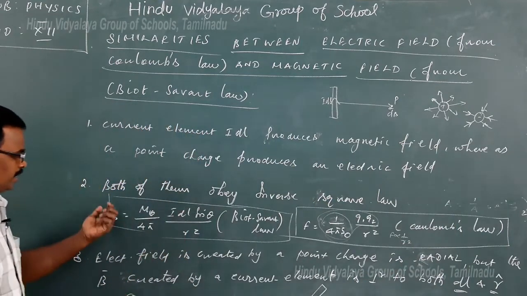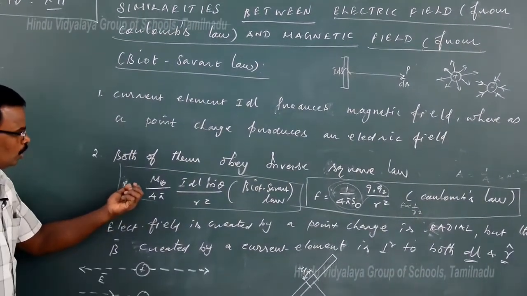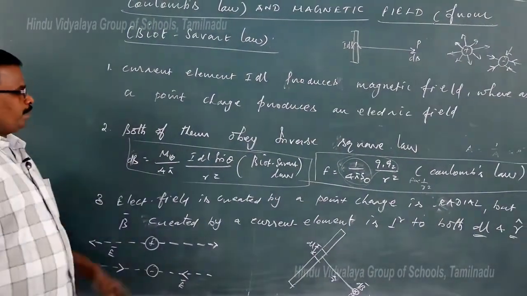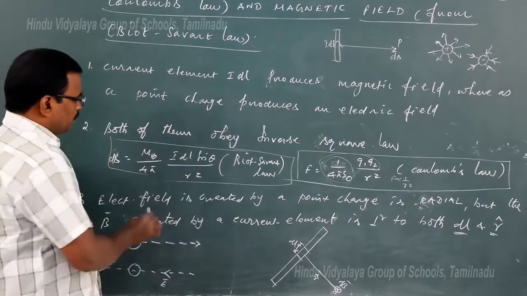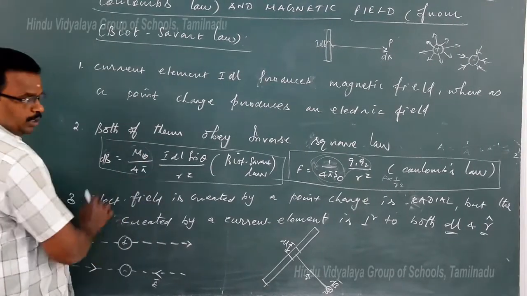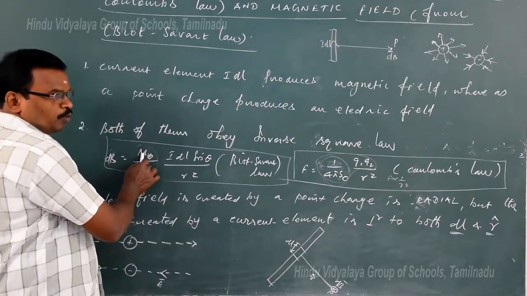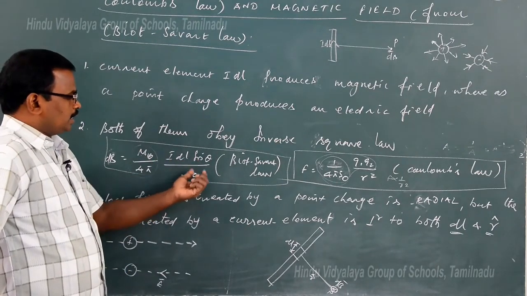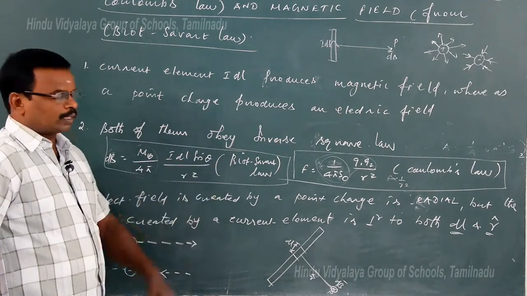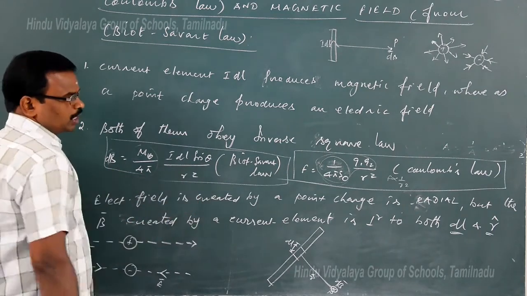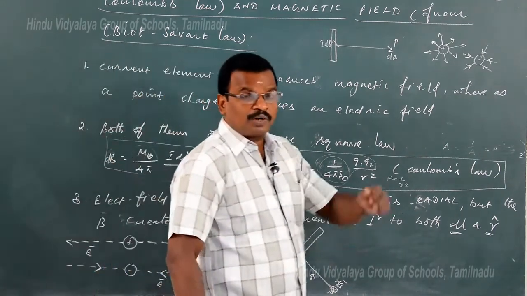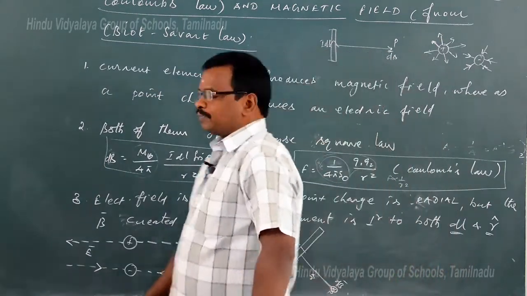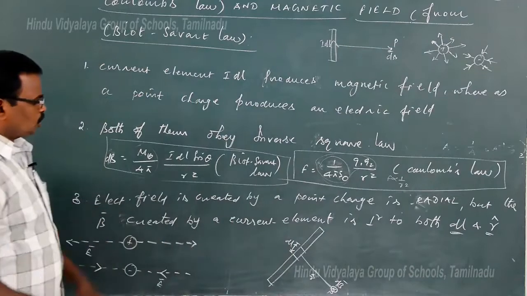What about here? Even here, it is dB, not B, equal to mu naught by 4 pi, I dl sin theta by r squared. Mu naught by 4 pi is constant. Mu naught is constant, 4 pi into 10 power minus 7 Henry per meter. I is constant, dl is constant, even sin theta, the angle, is also constant. So dB is inversely proportional to the square of the distance. Means both Coulomb's law as well as Biot-Savart law obey the inverse square law.